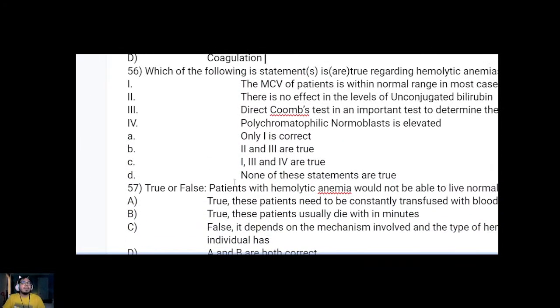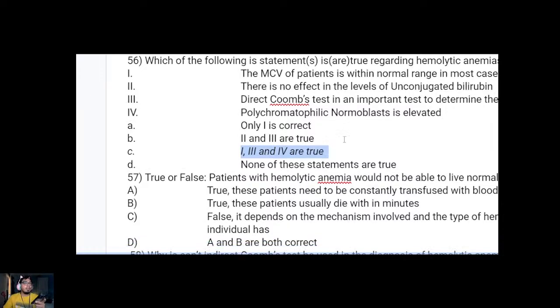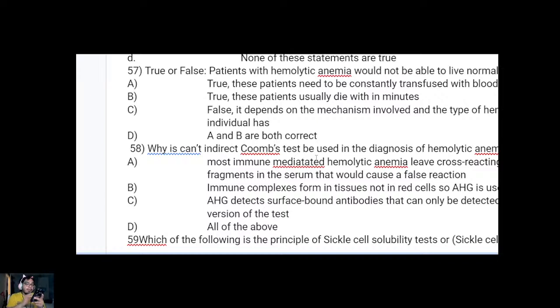Which of the following statements is true regarding hemolytic anemias? MCV of patients is within normal range in most cases. There is no effect in unconjugated bilirubin. I think this was a repeat question. Which of the following is true again? So this is 1, 2, and 3 again. Letter C. So a lot of people were able to answer that one. I'm surprised because the first time that question was asked, not a lot of people were able to answer that one correctly. So next is number 57.